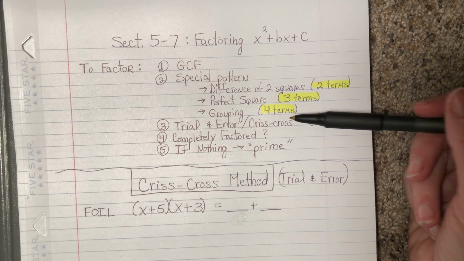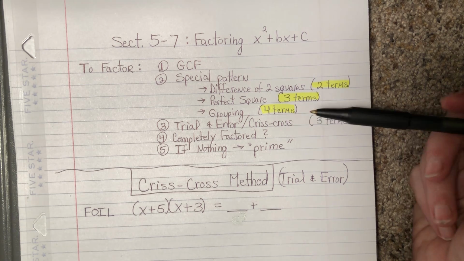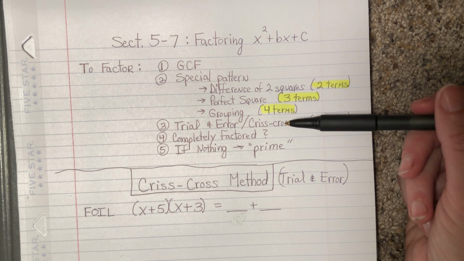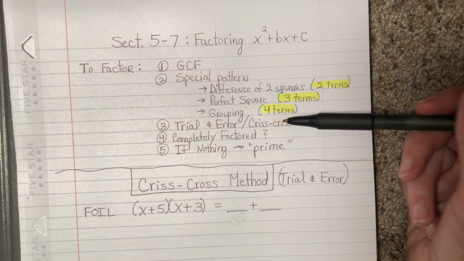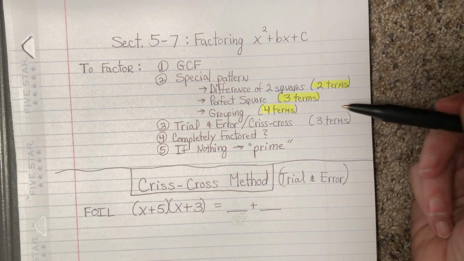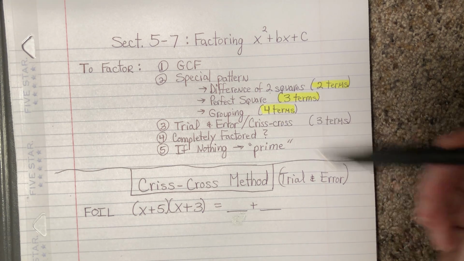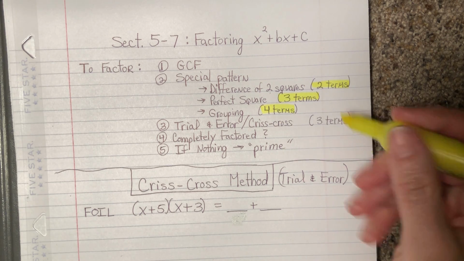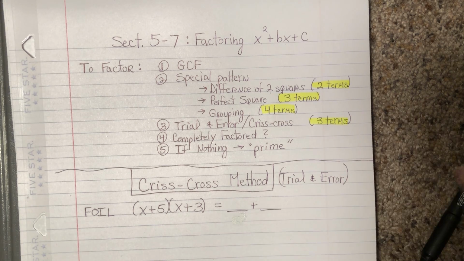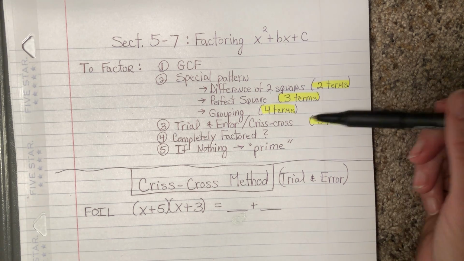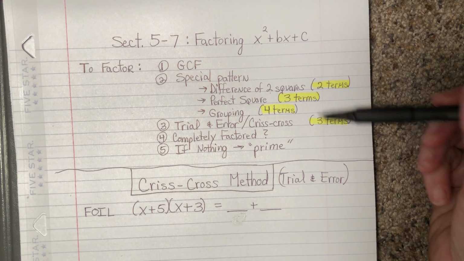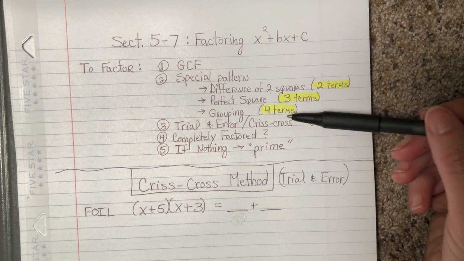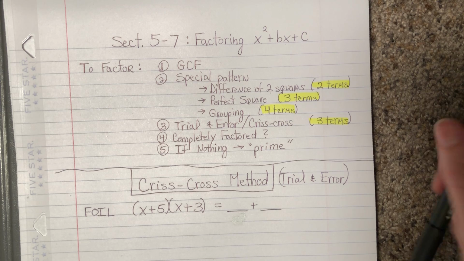And I'm going to be calling that Criss-cross instead, because there's a method that I really like that I'm going to be using for you guys, and I think it might be easier for you to remember Criss-cross than trial and error. So Criss-cross would be next, and these problems also have three terms, just like a perfect square. And the great thing is you can factor perfect squares using Criss-cross. So anything with three terms, you can use the Criss-cross method.